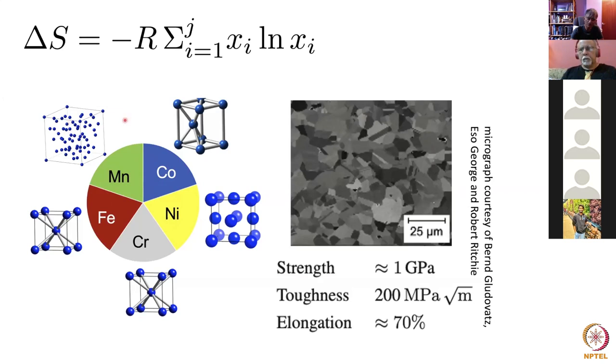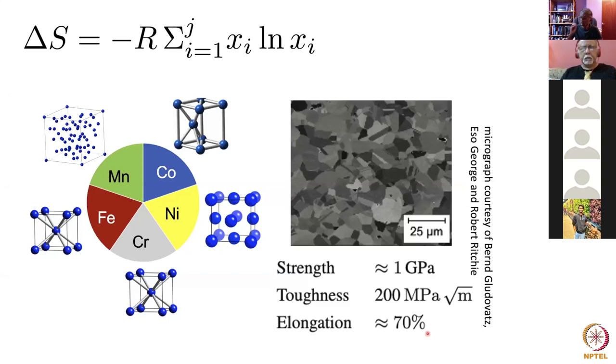And even though the crystal structures are different, it's only nickel which has the FCC structure at ambient temperature. Cobalt is hexagonal close-packed, manganese has a unit cell with 58 atoms in it, and we have body-centered cubic iron and body-centered cubic chromium. Even though the crystal structures are so different, when you mix them in equal quantities, you end up with a face-centered cubic structure, exactly like nickel. Now that is good, as we know, there are many slip systems and so forth, so the material should have good properties. And this is just to show you that, if I hadn't told you this was a high entropy alloy, you might say it's copper or just pure nickel. But the properties are very good, with a strength of 1 gigapascal, a fracture toughness of 200 megapascal root meters, and an elongation of 70%.